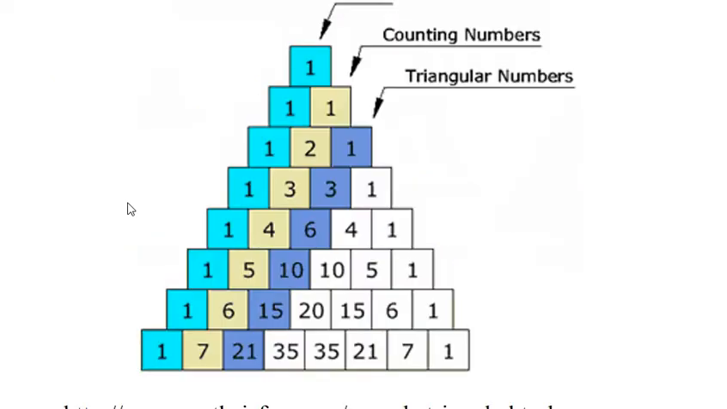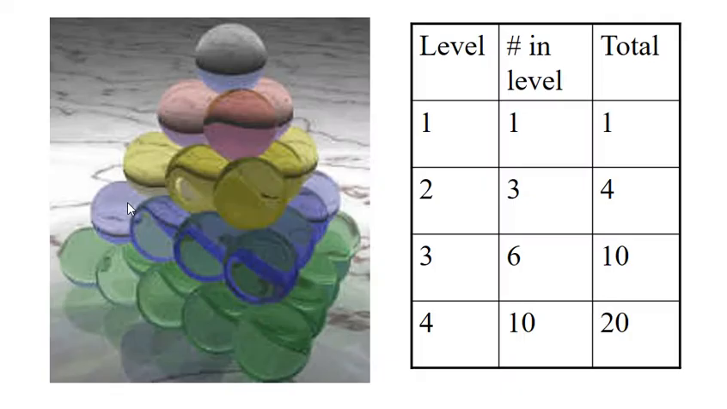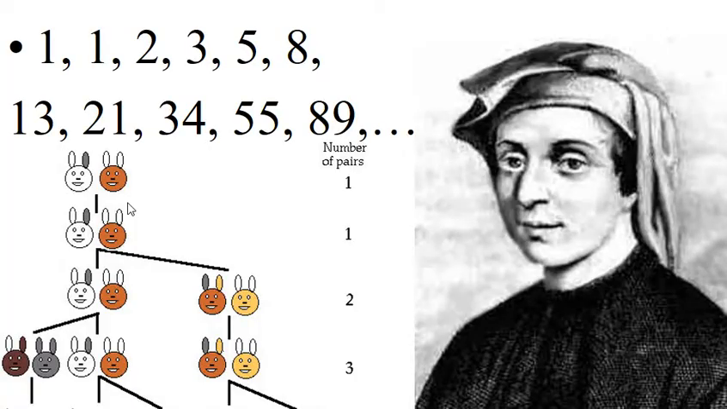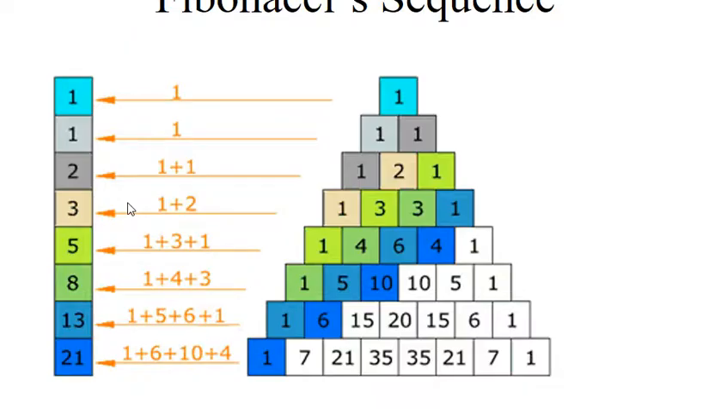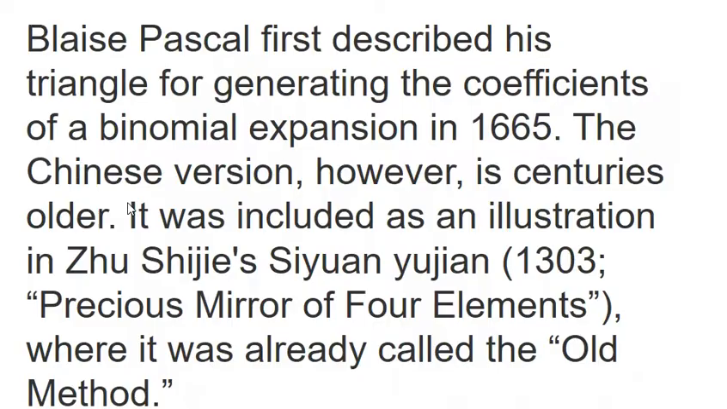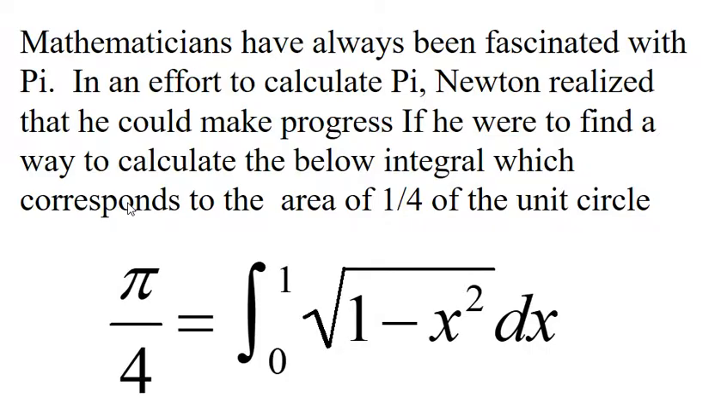You've got your triangular numbers, your tetrahedral numbers, etc. There's a ton of stuff. Fibonacci numbers are in there as well. But I want to get down to Newton's contribution.